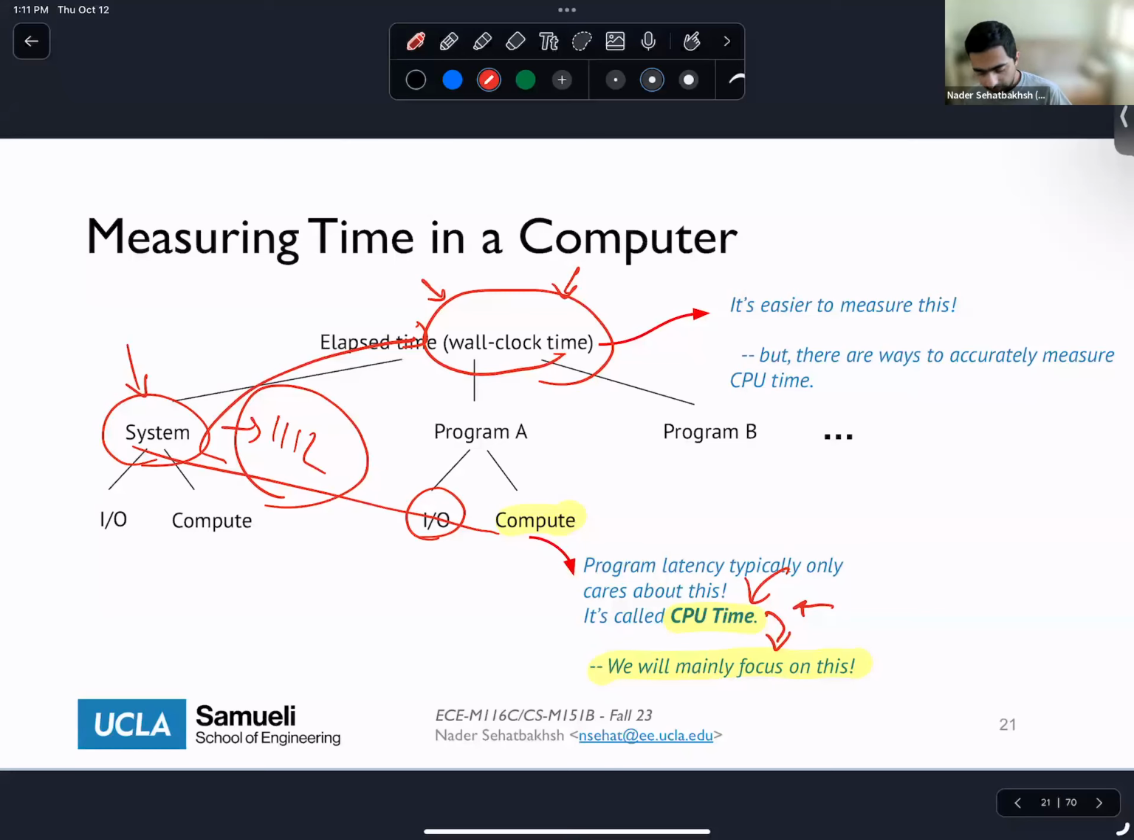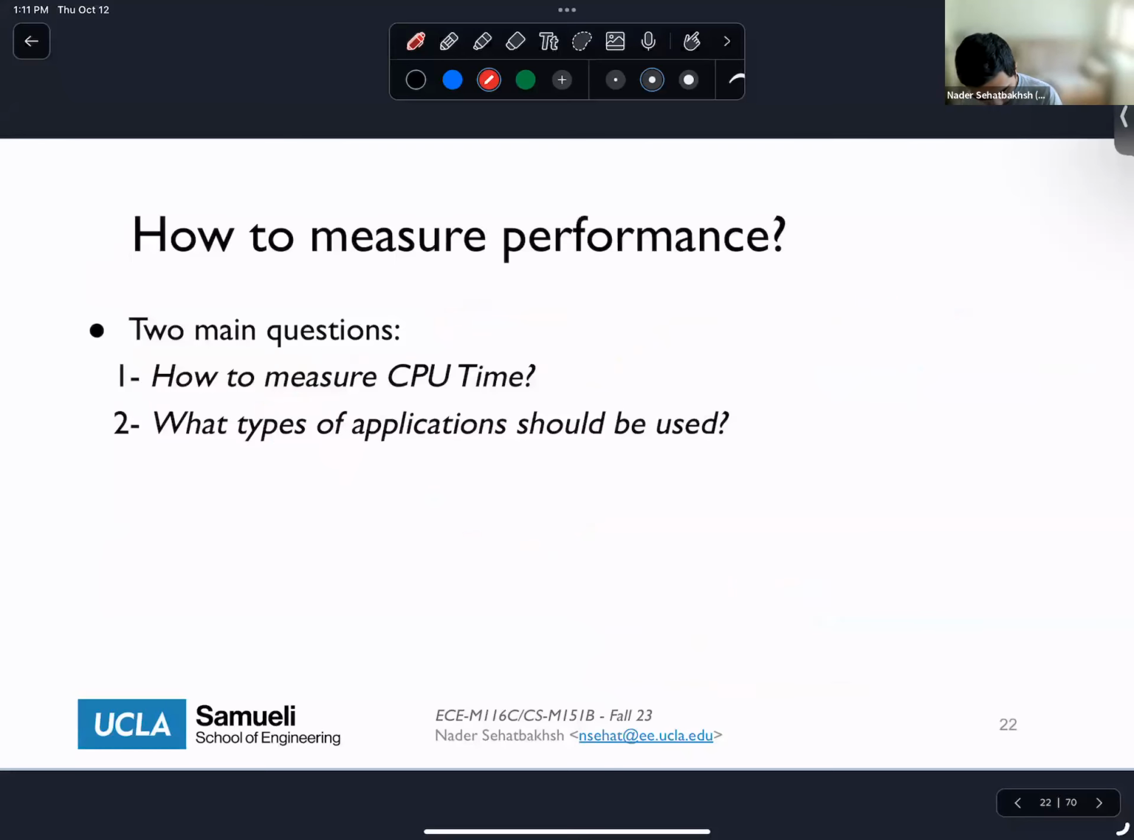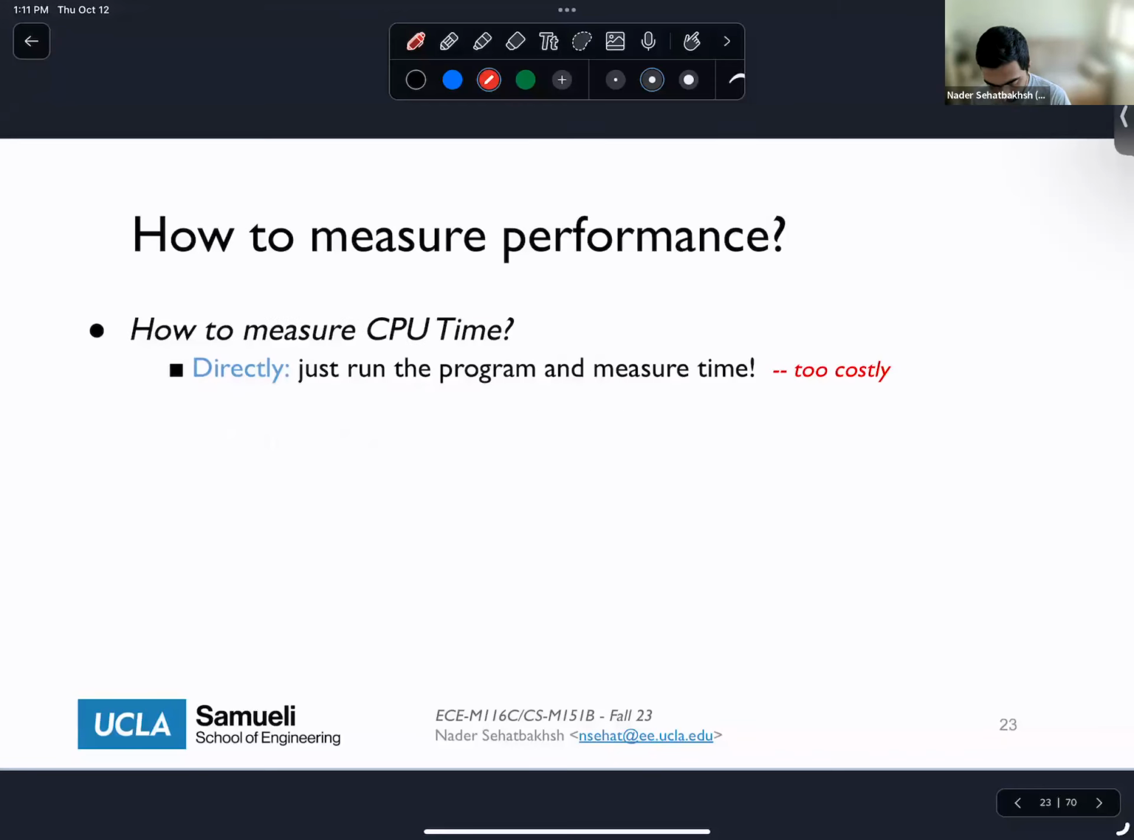All right, let's continue. So, two questions. How do we measure CPU time if we can only measure wall clock time? And the second question is, what type of application should I use to even measure CPU time? Because one thing that you may be wondering is that different applications might have different CPU times. So which one are you actually going to report?